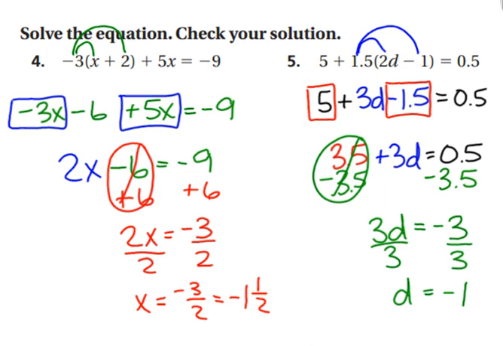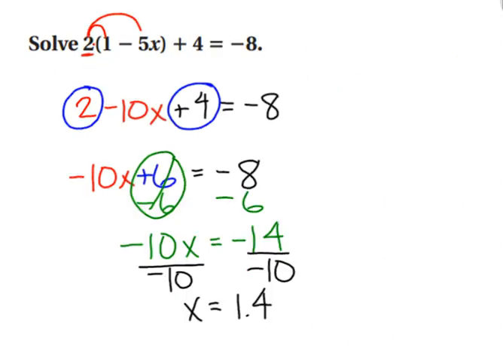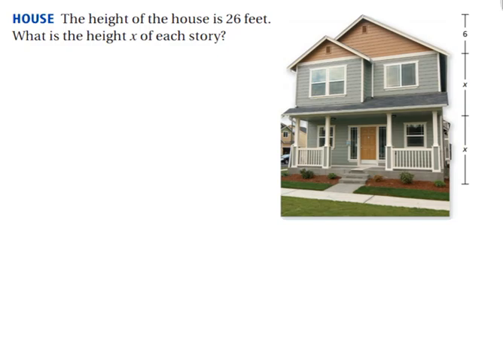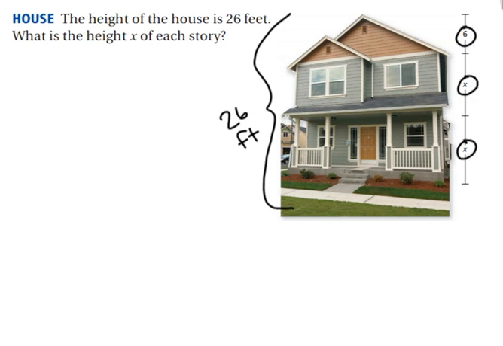All right, now that we've done several examples with just straight solving equations, we're going to do a couple with geometry. So it says the height of the house is 26 feet. So this entire thing is 26 feet. Always feel free to label whatever you need to on diagrams. And then it says, what is the height x of each story? So we're just going to add up 6 plus x and set it equal to 26. 6 plus x equals 26.